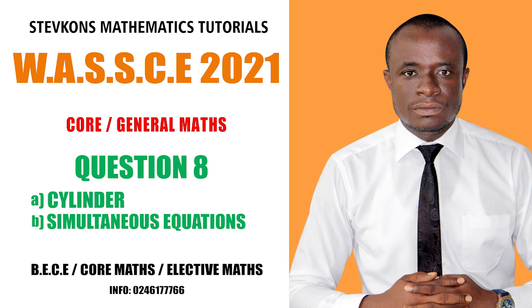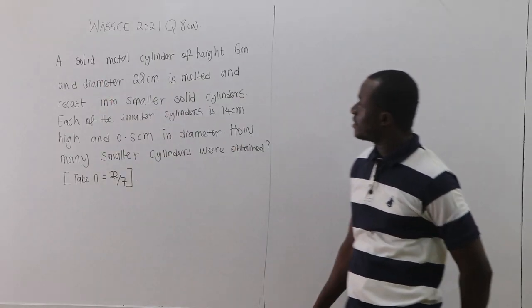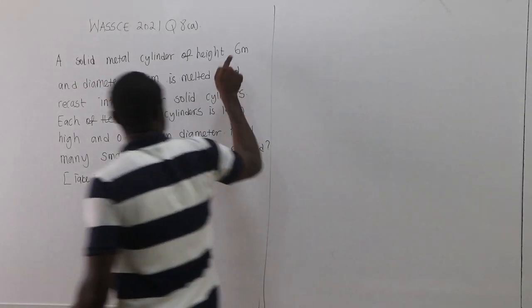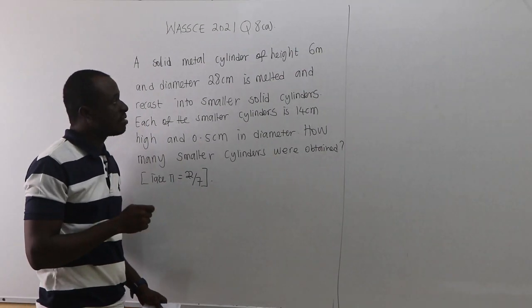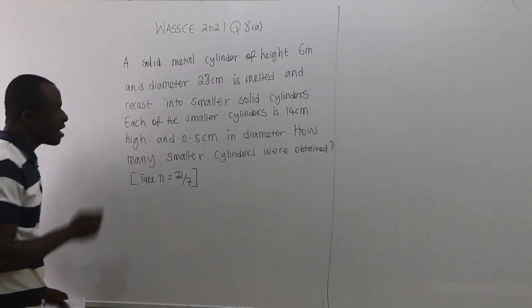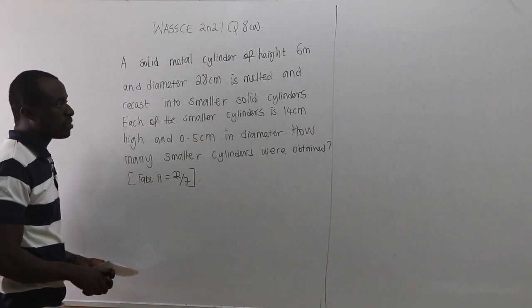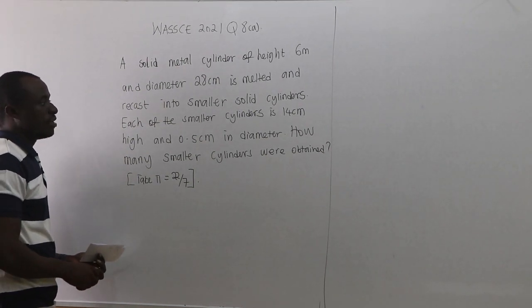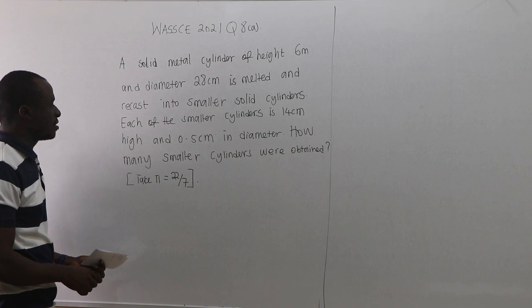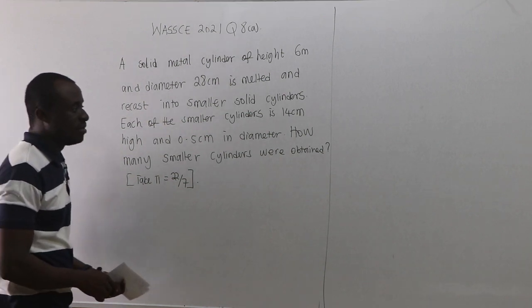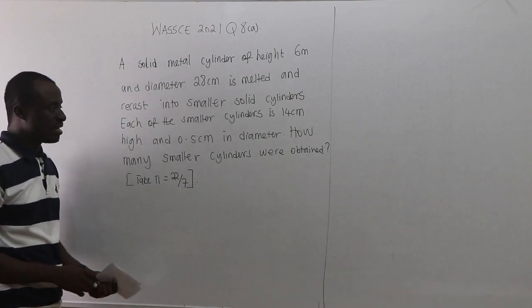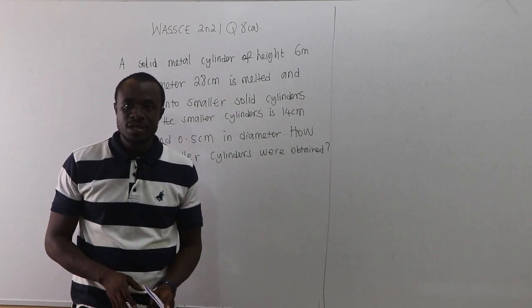Now let's consider question 8a, WASSCE 2021. A solid metal cylinder of height 6 meters and diameter 28 centimeters is melted and recast into smaller solid cylinders. Each of the smaller cylinders is 14 centimeters high and 0.5 centimeters in diameter. How many smaller cylinders were obtained?